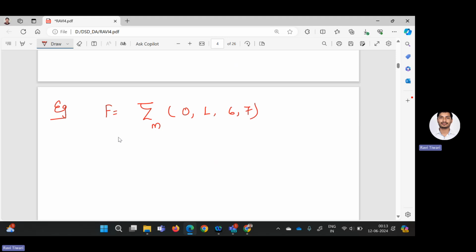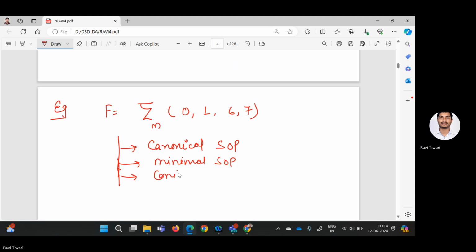And the question is what? Write down the canonical SOP form. Then you write down the minimal SOP. Then you find out the canonical POS form. And then you find out the minimal POS. Let's see how we can do that.